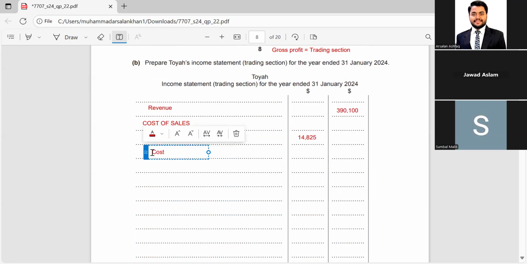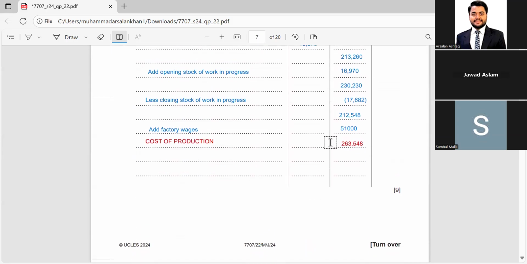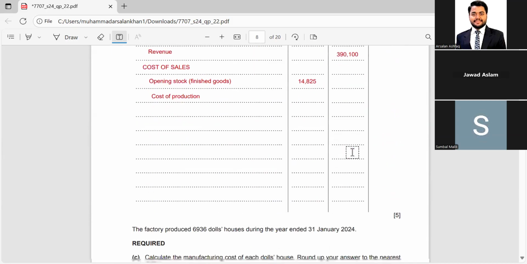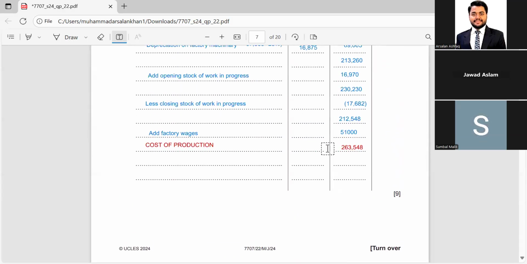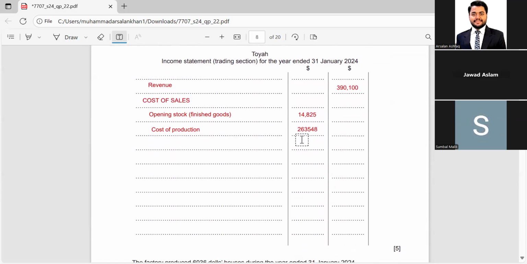उसके बाद आई विल राइट एड कॉस्ट ऑफ प्रोडक्शन. जो मैंने इतनी मेहनत करी थी ऊपर कॉस्ट ऑफ प्रोडक्शन निकालने के लिए, वो आंसर आया था मेरा 263548, और वही मैं यहाँ लिखूंगा 263548. Okay, I will use my answer for the first part over here. 263548 was the cost of production, and I will add it with opening stock over here. Opening stock is 14825 plus cost of production is 263548.